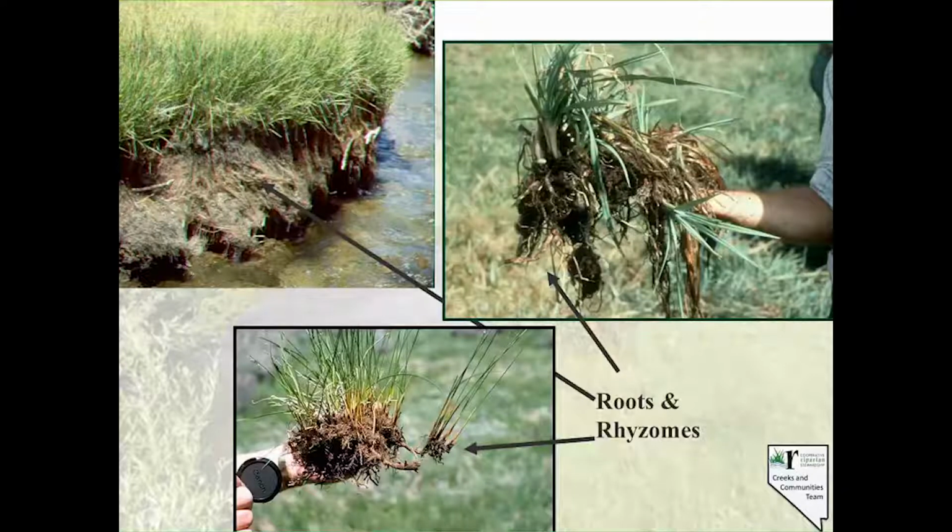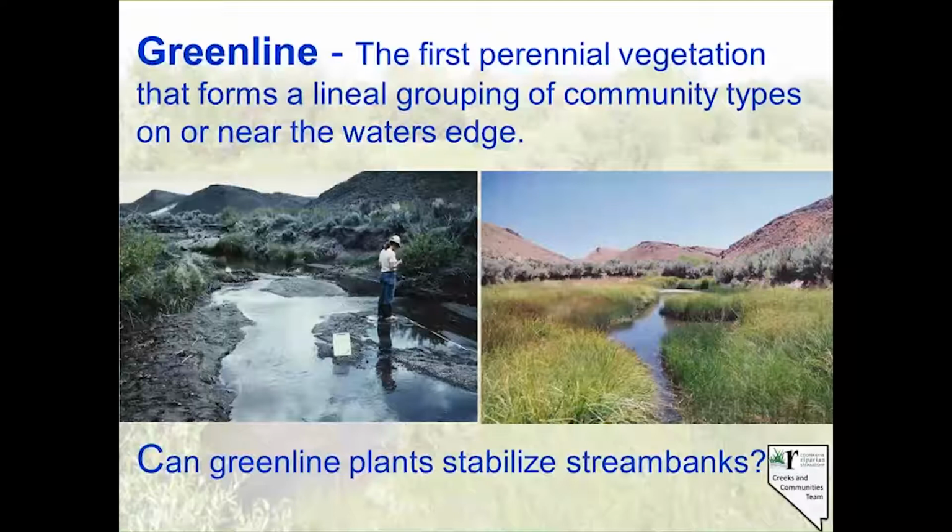We've got the idea of green line here when it comes to vegetation. You can read the definition here, the first perennial vegetation that forms as a lineal grouping of community types on or near the water's edge. So if you start in the middle of your channel and move out right and move out left, where's the first time that you run into perennial vegetation, and what's the distance between that vegetation on each side?